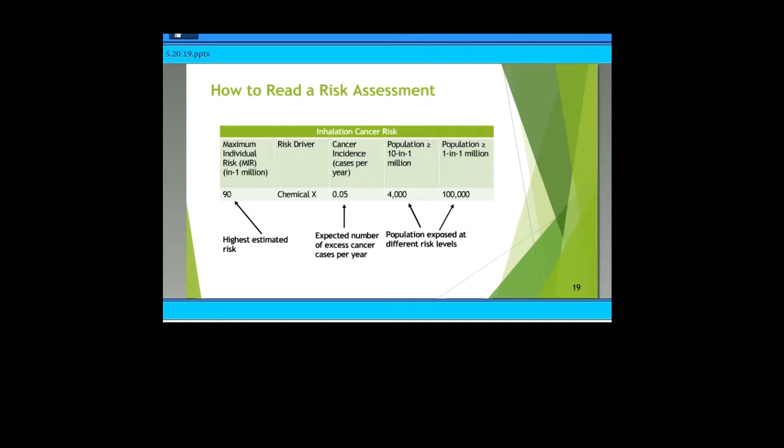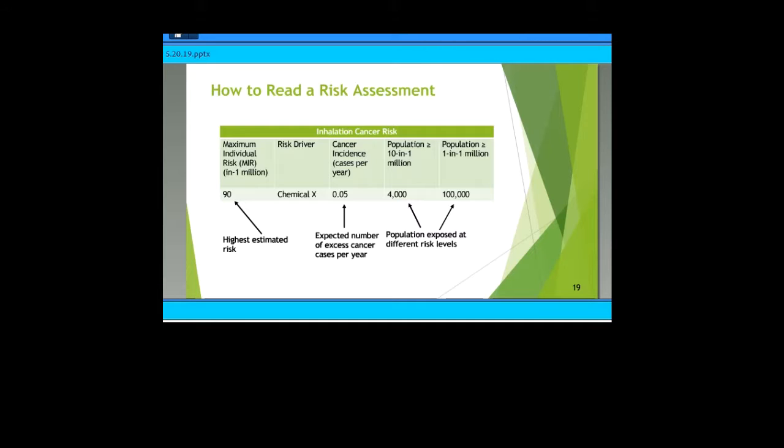So that's what we'll see. For this example, we got the maximum individual risk at 90 in a million. The risk driver is chemical X. It's the only one we looked at. The cancer incidence is 0.05 cases per year, which doesn't make a whole lot of sense. So when we get numbers like that, what we typically do is we'll say, okay, how long will it take to get one case of cancer? In this case, it's one case every 20 years.